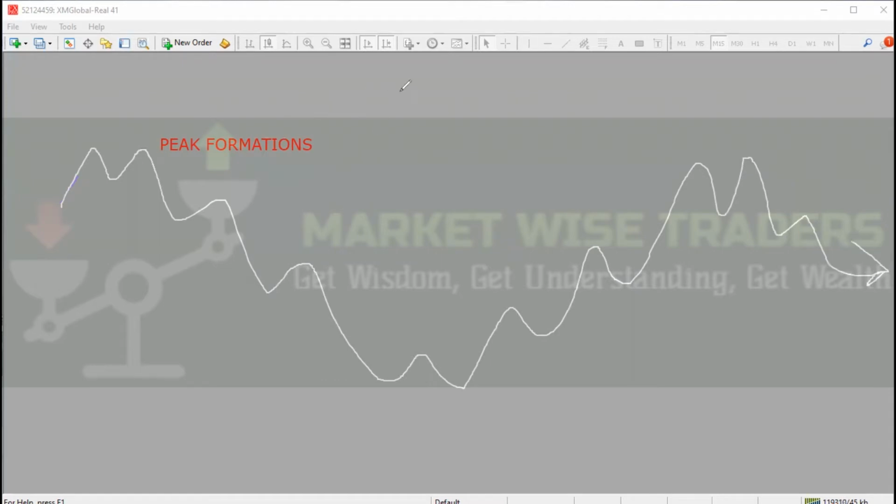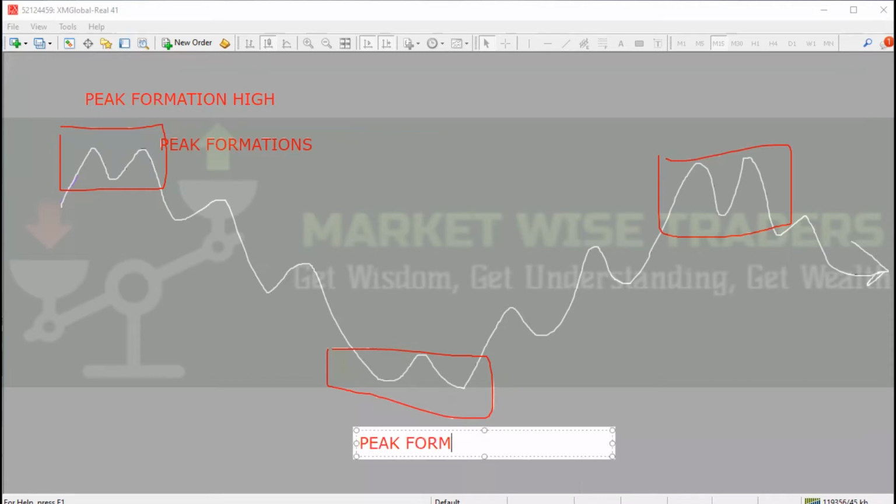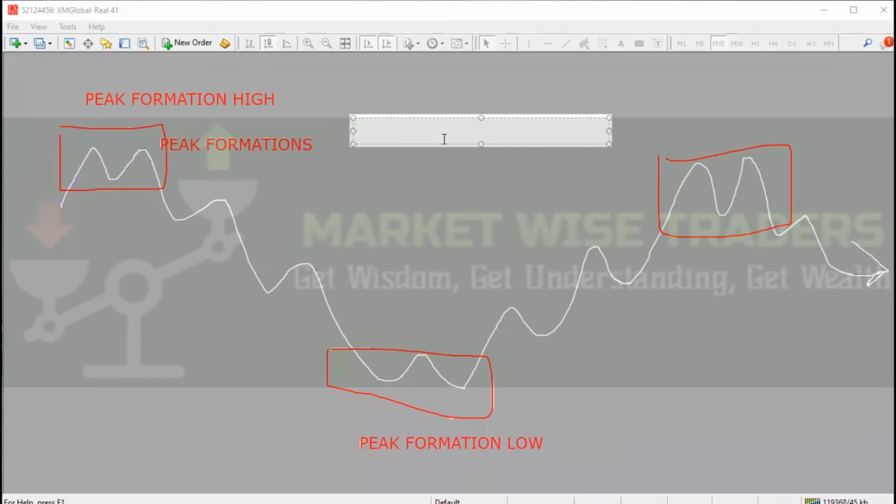When we talk of a peak, this here will be our peak formation. This here will be our peak formation. This over here will be our peak formation. This would be a peak formation high, and down here, this would be a peak formation low. Now there are different ways we can identify a peak formation.